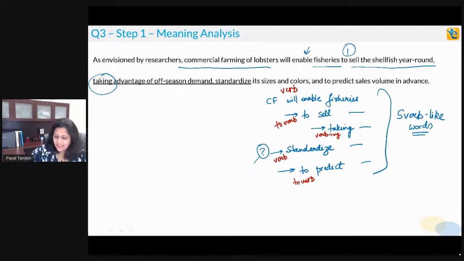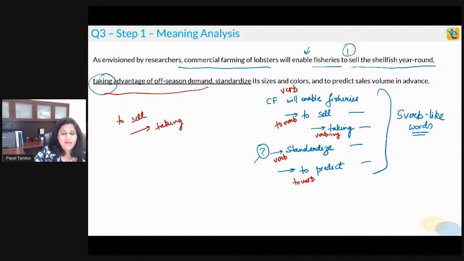Now, let's take a look at what could be the logical linkage here. The will enable fisheries to sell. Now, to sell shellfish year-round and taking advantage of off-season demand, what is the linkage between these two? It's obvious that taking advantage is a result of being enabled to sell shellfish. That's logical. So this part is absolutely logical.